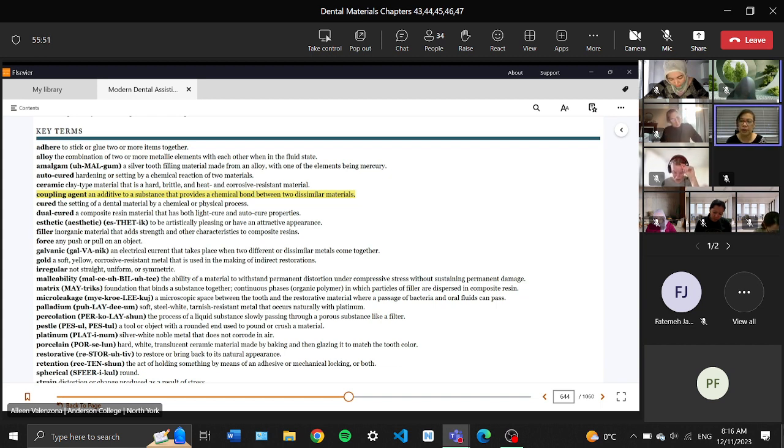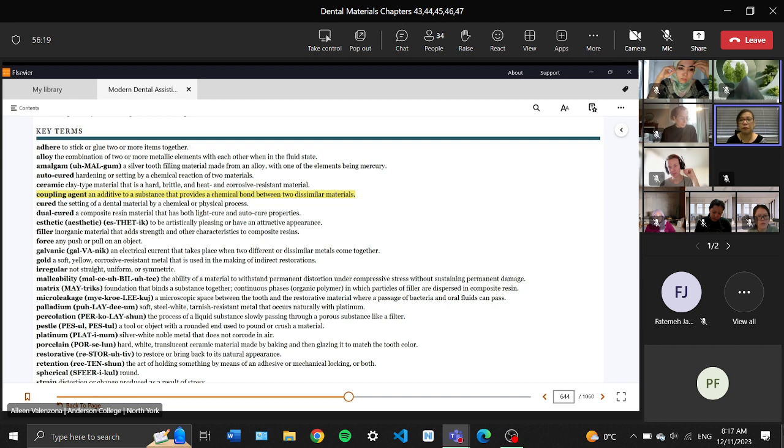It will be hardened. It will get hard. Okay. Dual cured, a composite resin material that has both light cure and auto cure properties. Okay, I want you to understand what is light cured versus auto cure. The auto cure, I told you that there will be two materials. Once you mix them, that is the time they will harden. That's why there is a mixing time for that.